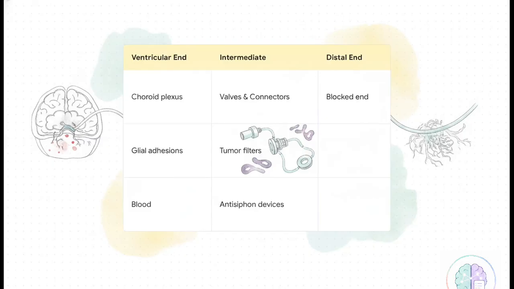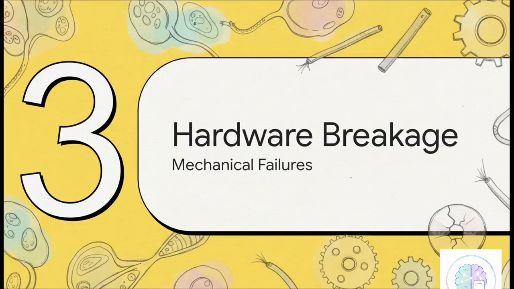But anatomically speaking, where do these blockages actually happen? Well, think of it kind of like a plumbing system. Up at the ventricular end, the usual suspects are the choroid plexus, glial adhesions, or intraventricular blood. Now, as we move down to the intermediate hardware, the valves and connectors, that's where tumor cells can clog up the filters, or where surrounding tissue pressure can literally force the anti-siphon devices closed. And finally, never ever forget to check the distal end, because blockages can absolutely happen at the very bottom of the system too. Which brings us to part 3.